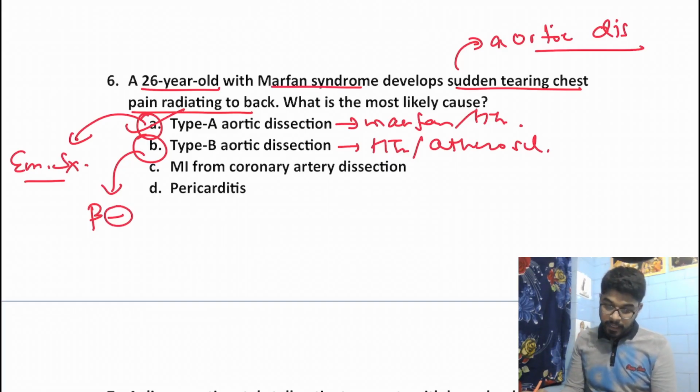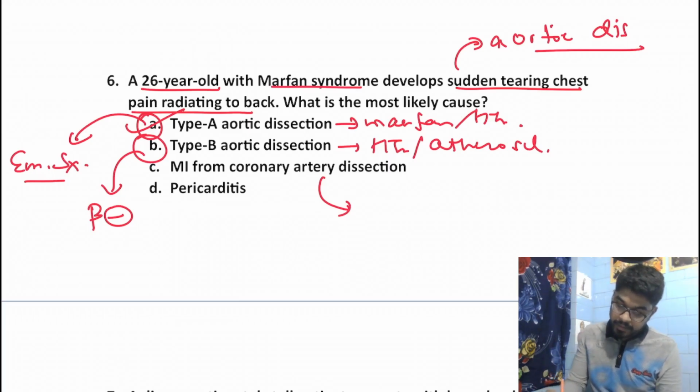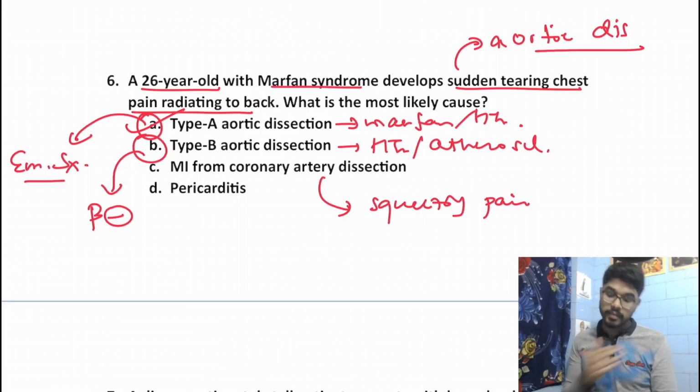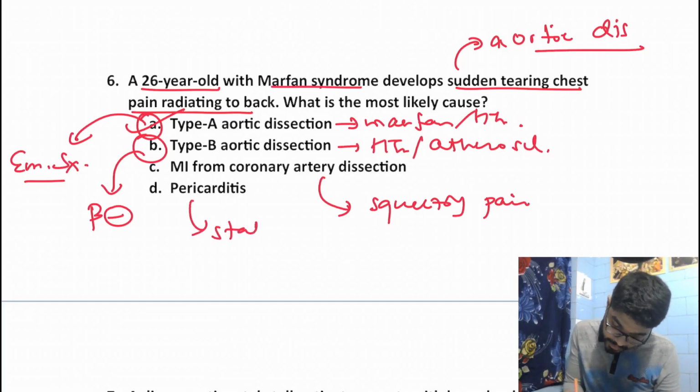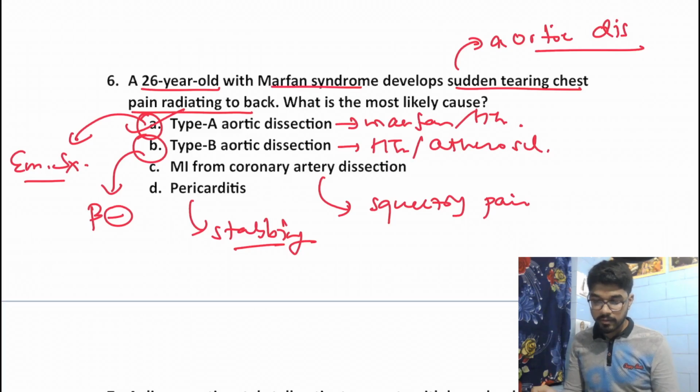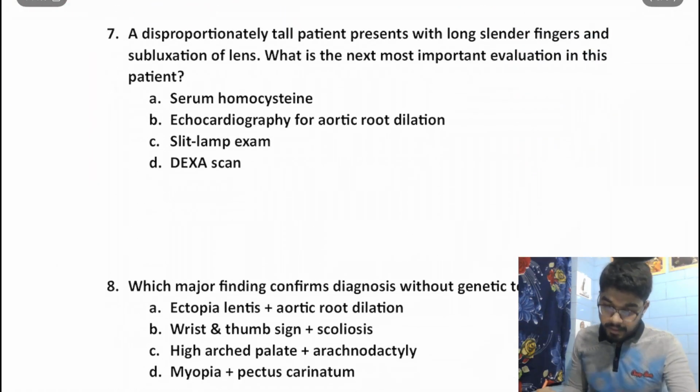Okay. MI from coronary artery disease, we do not get tearing chest pain radiating to the back. It rarely radiates to the back, and we get a compressive squeezing pain, right? Something is compressing on our chest. And in pericarditis, we get a stabbing pain. So answer should be aortic dissection, and that too type A. Okay. Moving on to the next question.